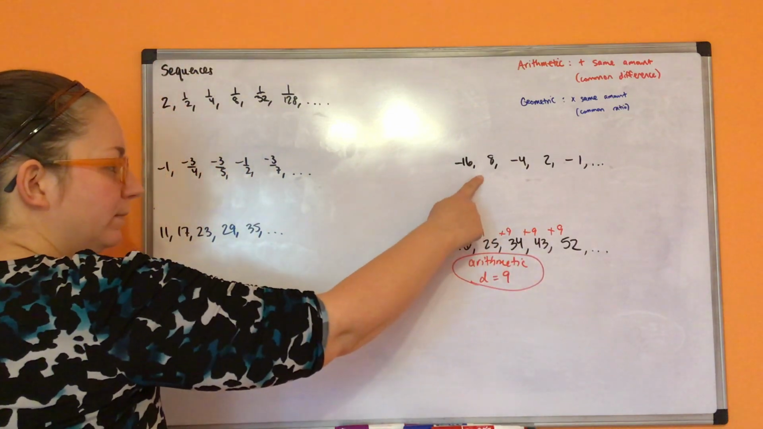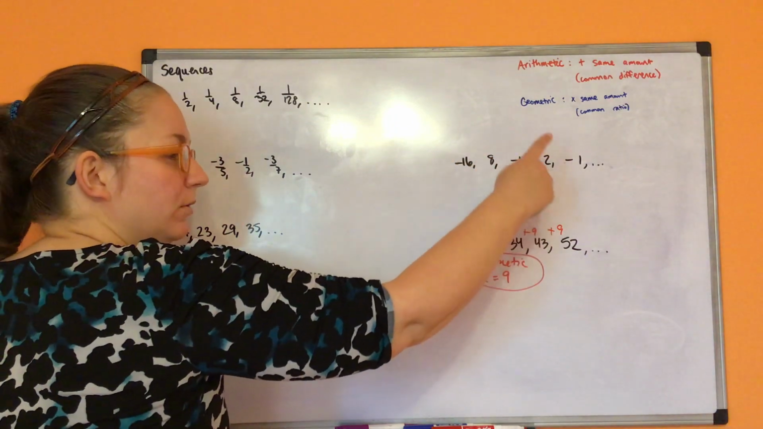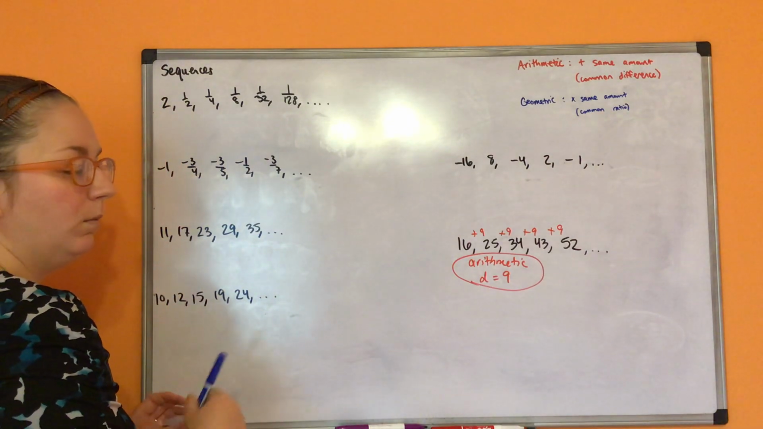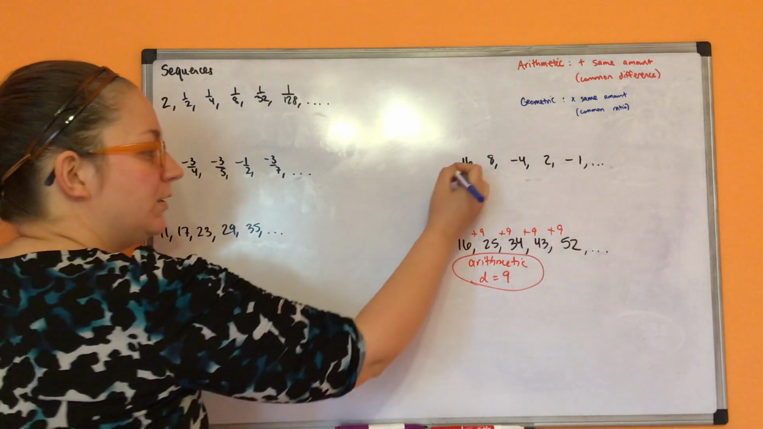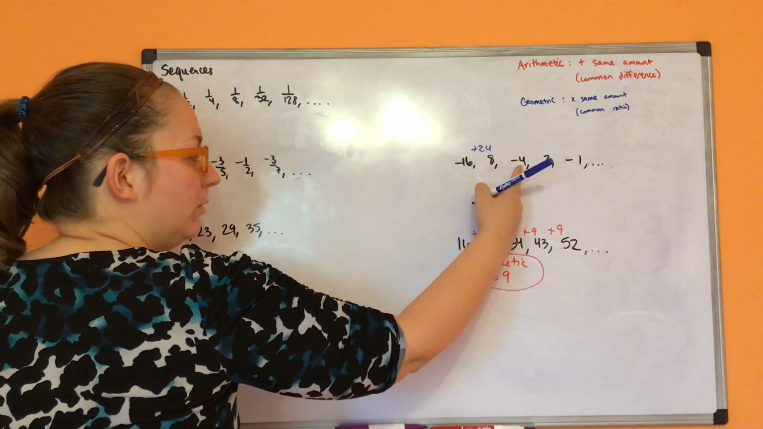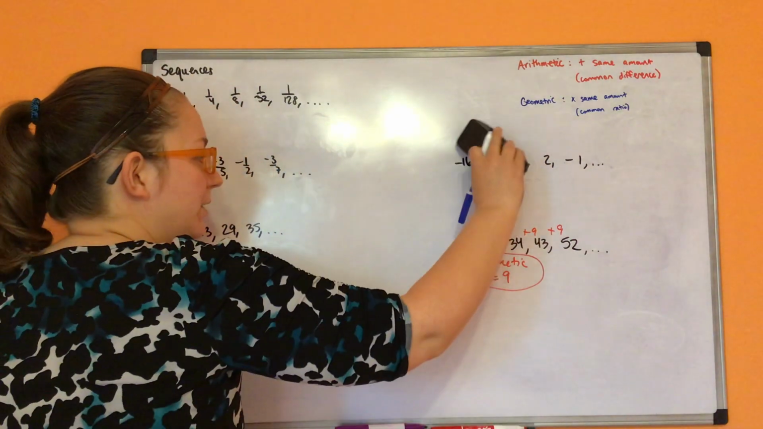Looking at this one, we have negative 16, 8, negative 4, 2, negative 1. If we're thinking what we would add, to get from negative 16 to 8, I would add 24. But if I add 24, I don't get negative 4. So that doesn't work. So it's not arithmetic.